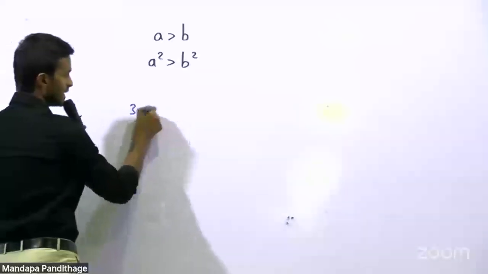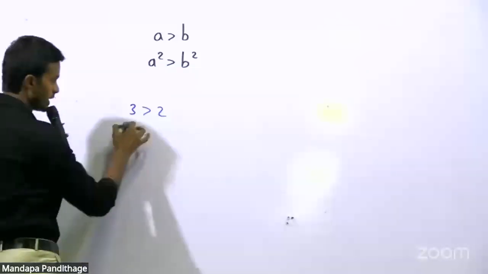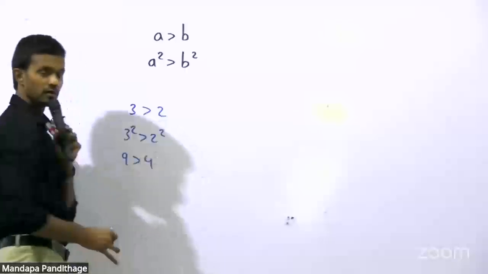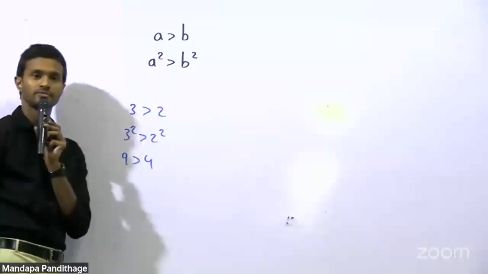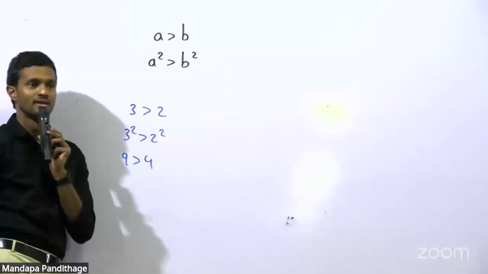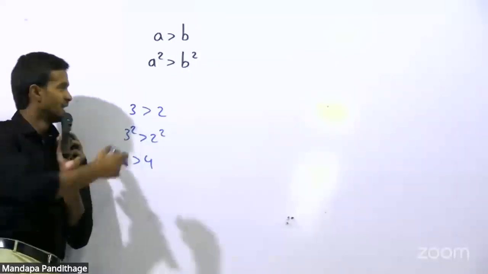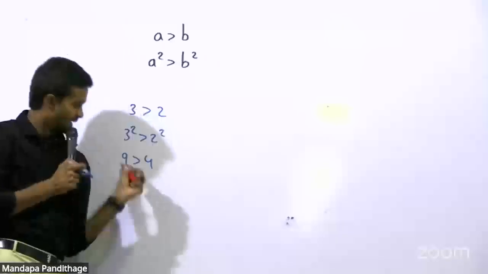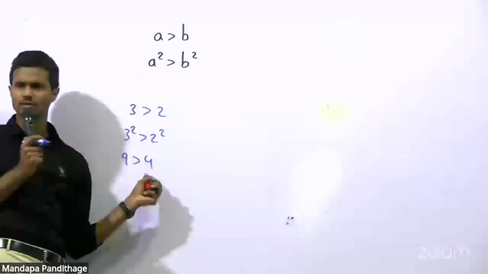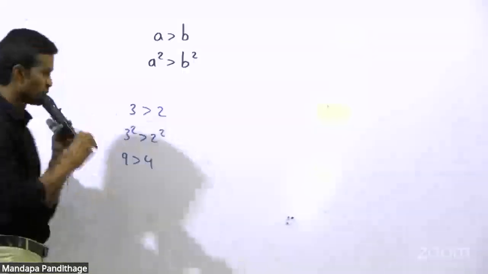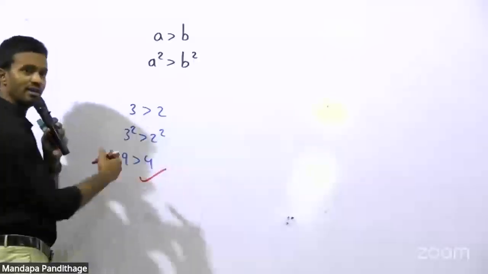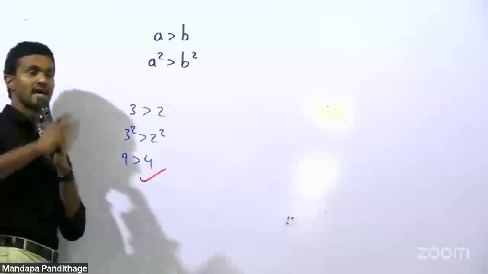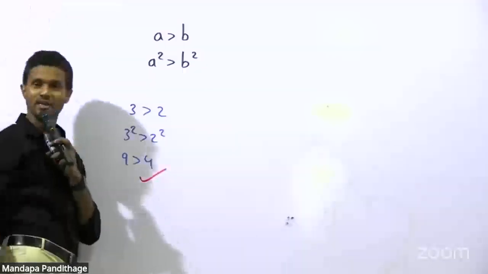Now if a student tells me this is wrong, I'm giving him an example. 3 is greater than 2. When you square this, 3 squared is greater than 2 squared, 9 is greater than 4. So how can you say this is wrong? Isn't 3 greater than 2? Isn't 9 greater than 4? So this is 100% correct. You can't say this is wrong. So now the students who raised their hand saying this is correct are happy.